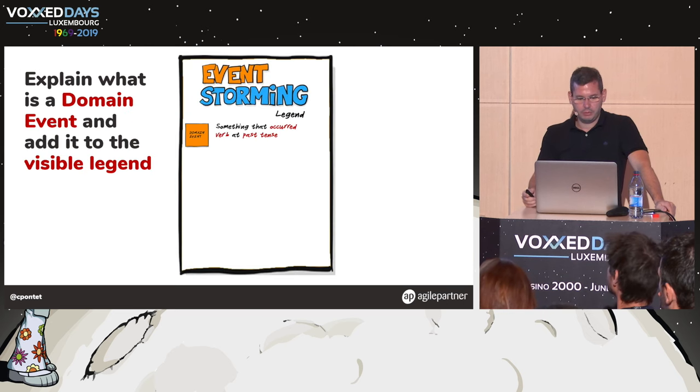Then you start with explaining what a domain event actually is. A domain event is something that occurred in time. It's represented by a verb in past tense, and it should be relevant for domain experts.